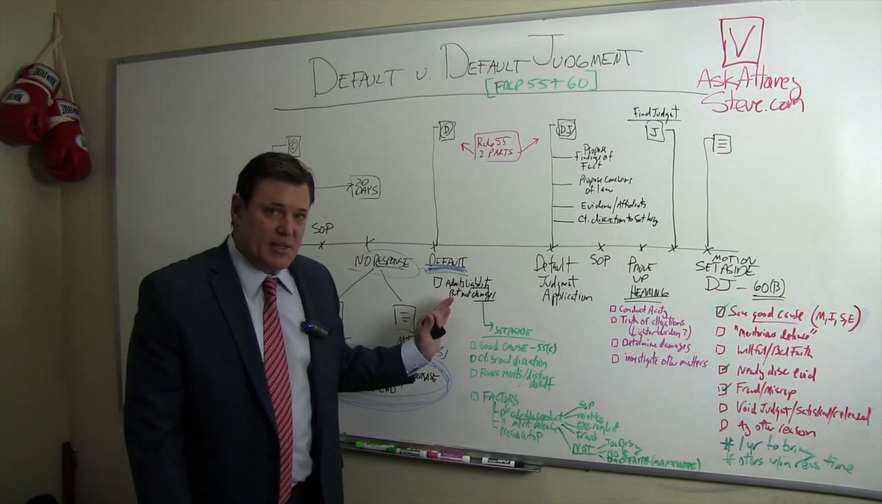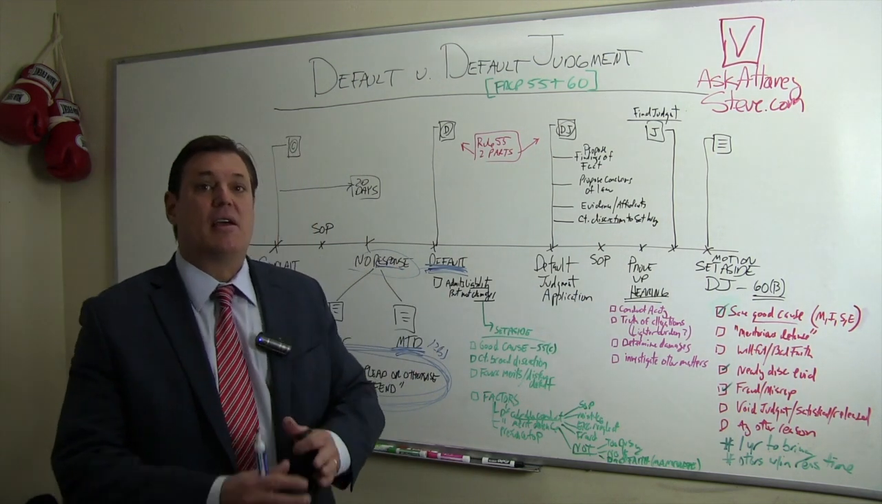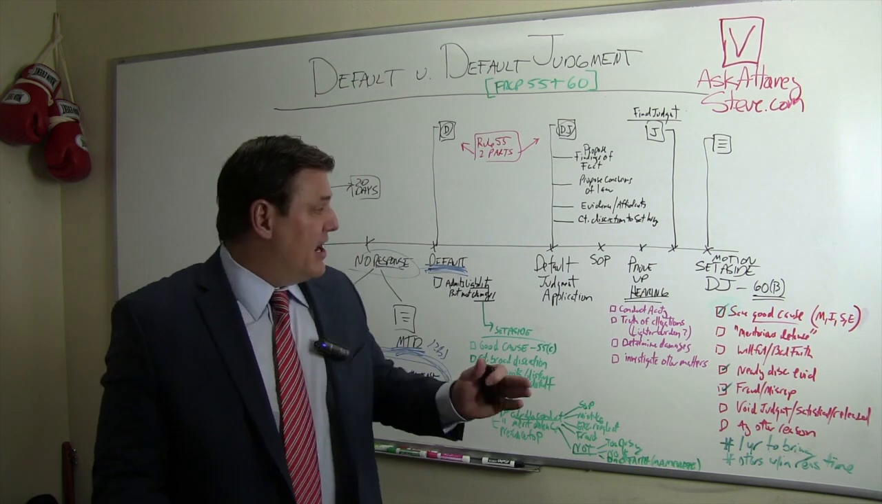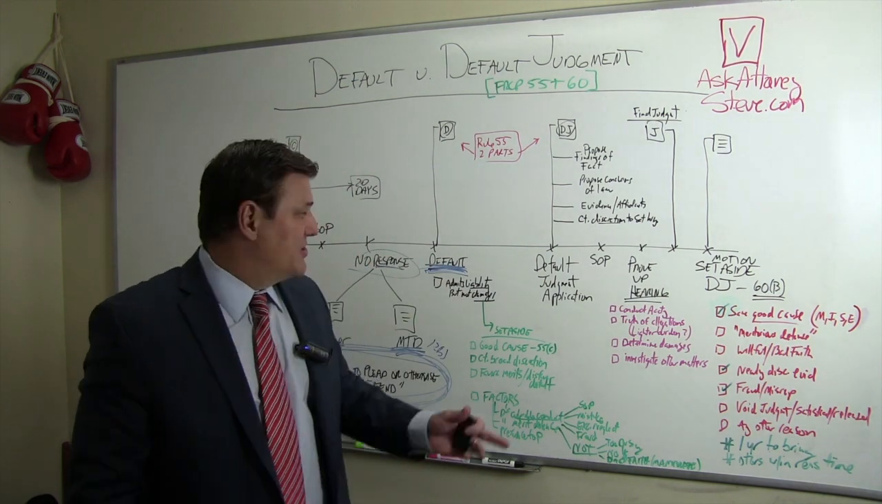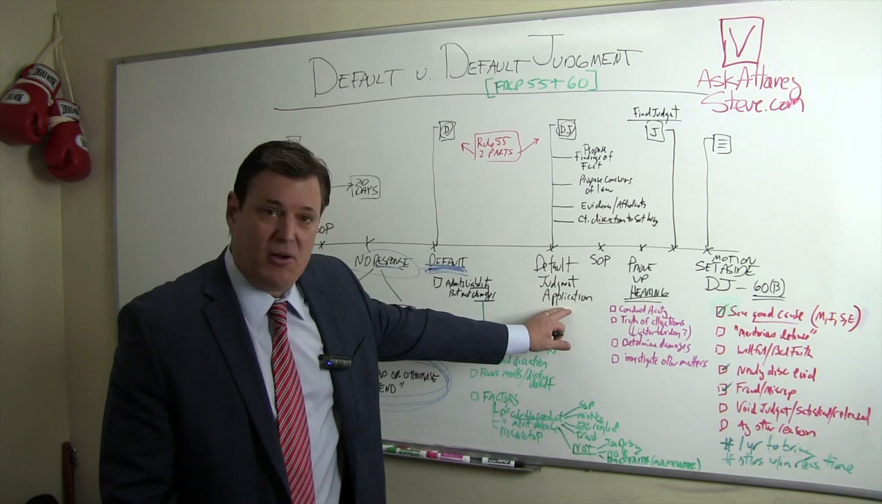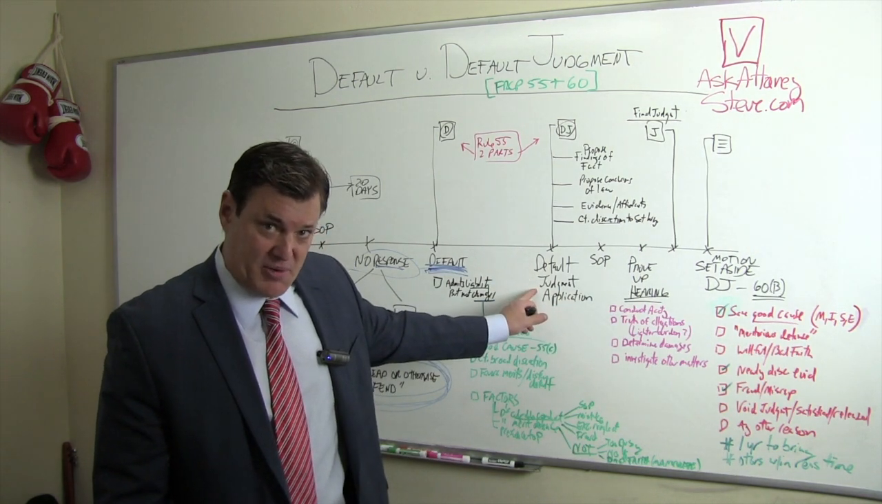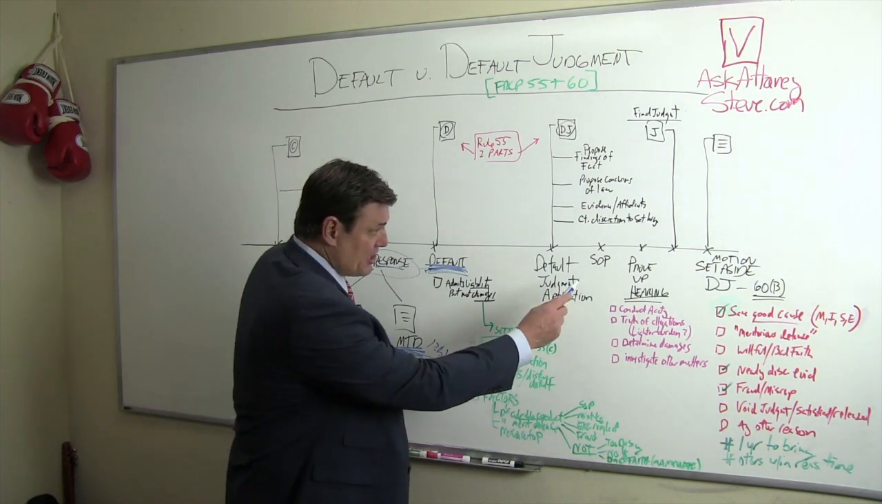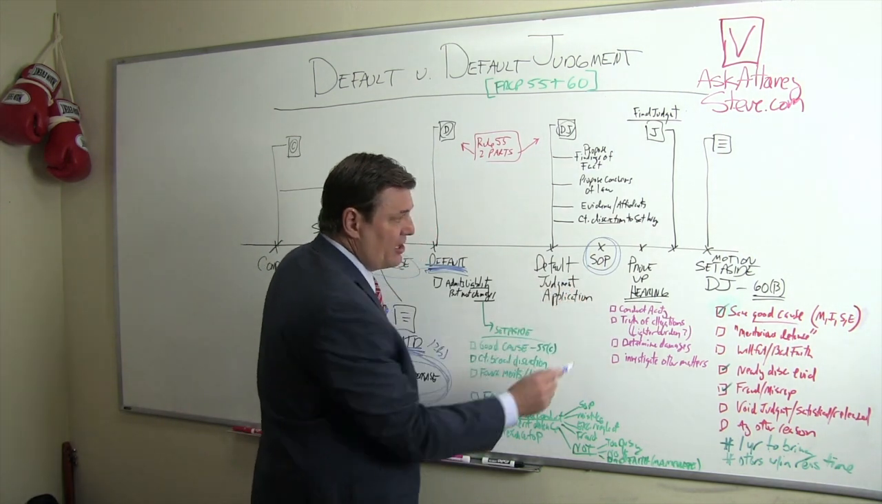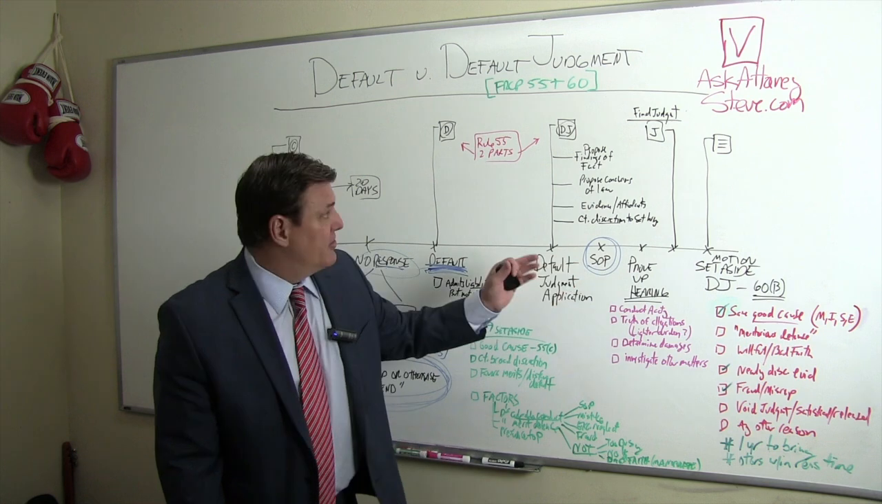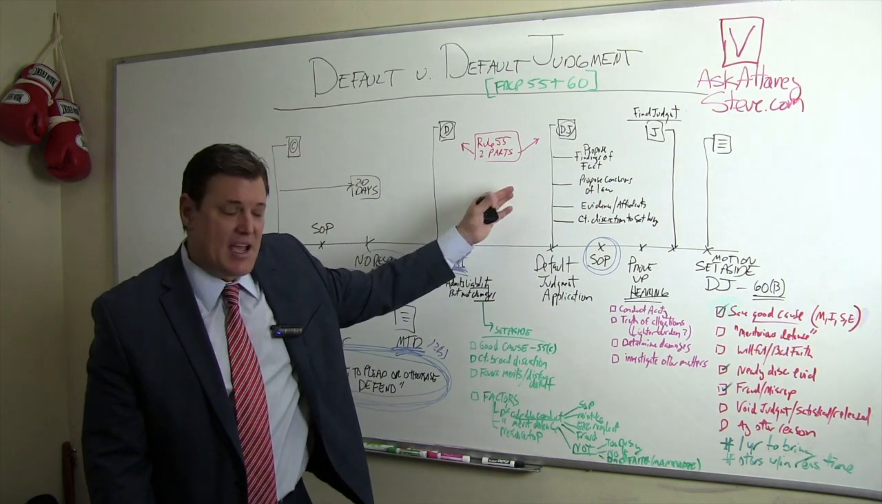Now, this is sometimes where clients will call us saying, help me. They've got a default, I was never served, I just got served, that they're going to file the second part, which is the application for the default judgment. And as I put here, service of process, this also has to be served on you. This is the second part of the two-part test.